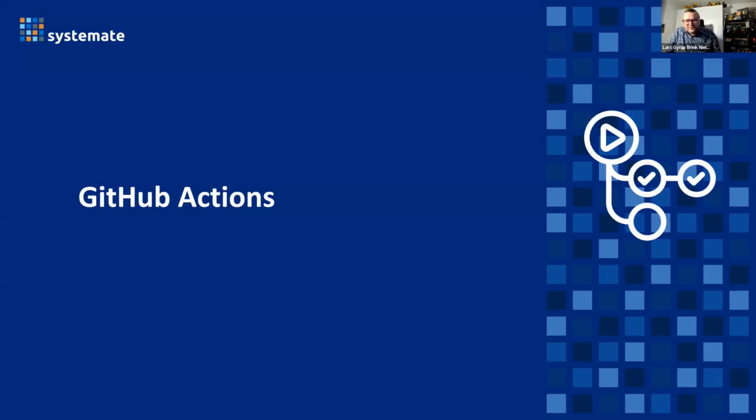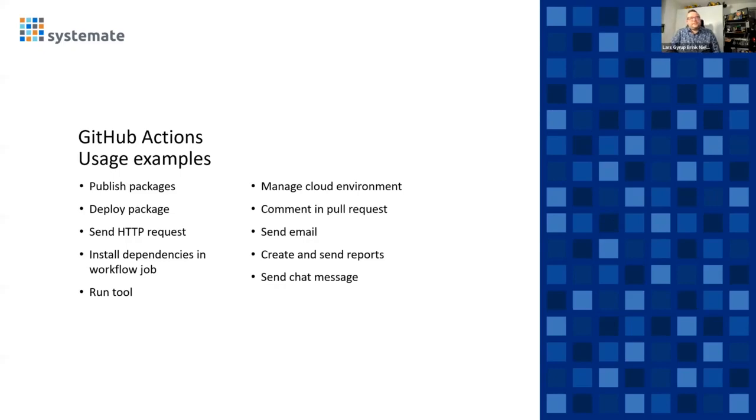So that was everything about GitHub workflows. Now let's get into the actual GitHub actions. And I don't mean the workflows, but the actions. So what can you do with an action? You could publish a package to NPM. You could deploy a package to a server. You could send an HTTP request. You could install dependencies in a job. You could run any kind of tool if you had the right setup on the GitHub agent.